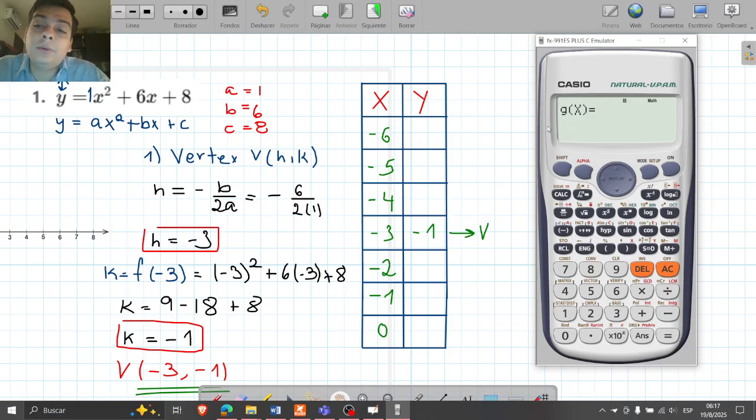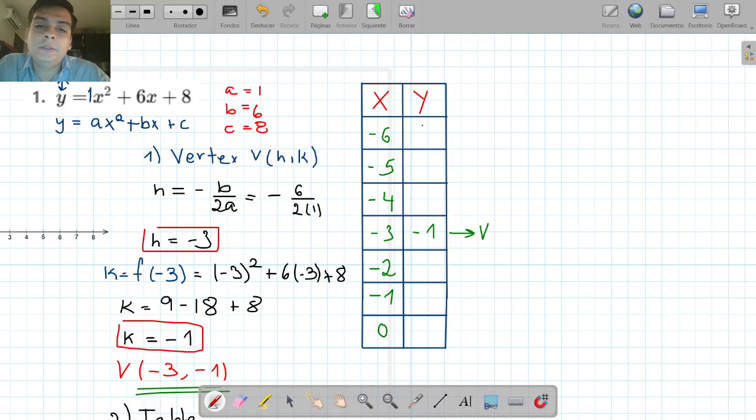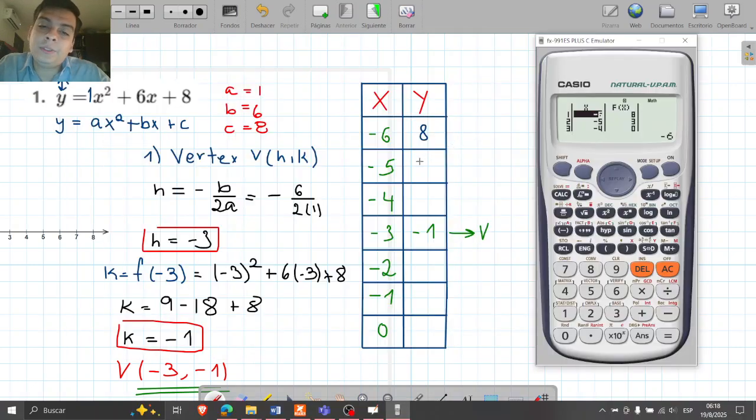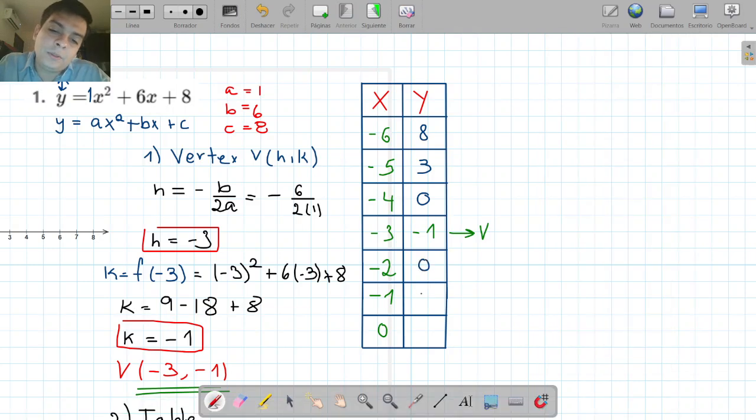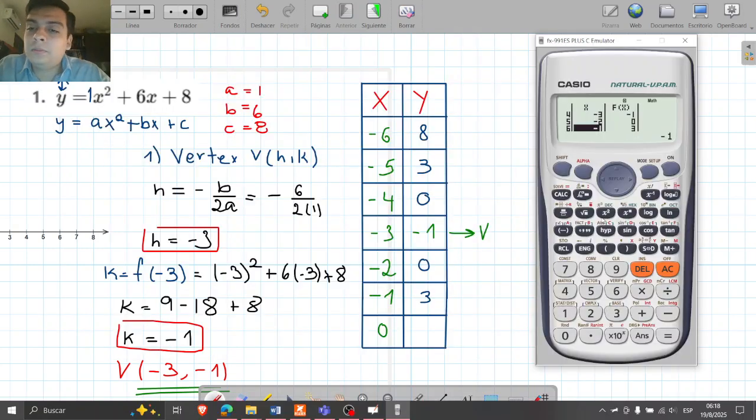Maybe in your calculator it is not going to appear. Better for you. From where do we start? We start in -6, we finish in 0, and we go one by one. As you may see, we have the table: for -6, we have 8. Then we have 3, 0. We can go down. So we have 0, 3. And the last one is 0, 8.